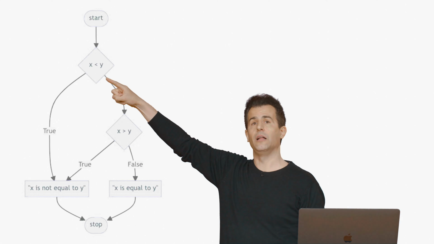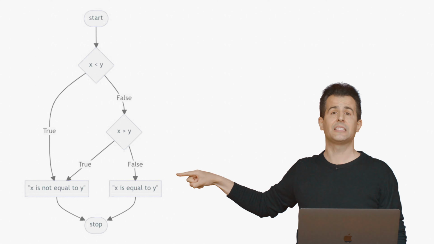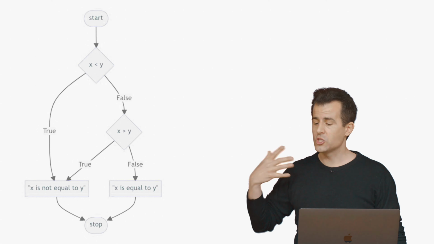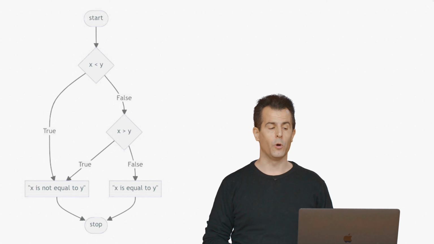Lastly, we have the following. If we know that x is not less than y, we know that x is not greater than y, it must be the case that x equals y. We don't need to ask a third question, another diamond. We can just immediately print as much and then say stop as well.